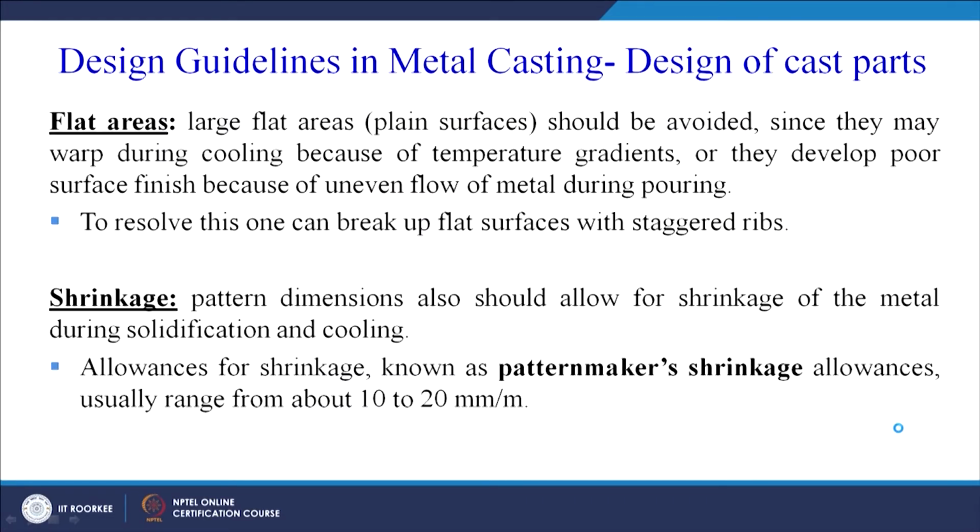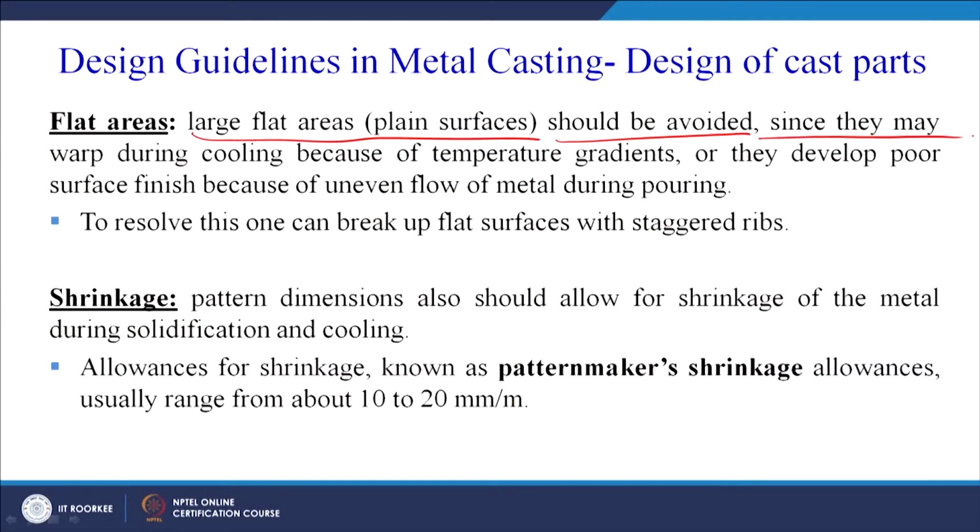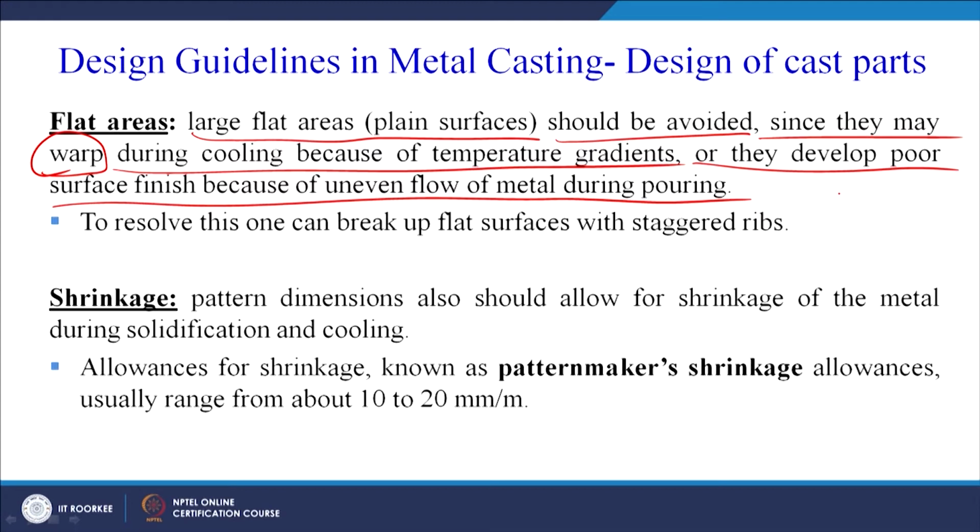Now there are other guidelines also, the design guidelines in metal casting that are related to the flat areas. Large flat areas or plane surfaces should be avoided since they may warp, one defect, warpage, a change in shape during the cooling because of the temperature gradients, or they develop poor surface finish because of the uneven flow of the metal during pouring. So when a large flat plate has to be made, it must not be made by the casting process. Why? Because of the problems given here.